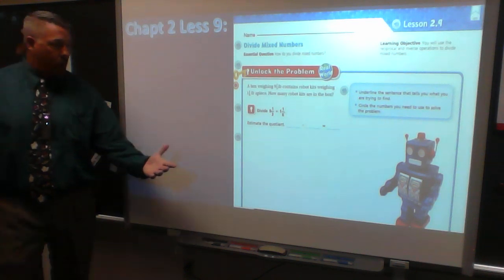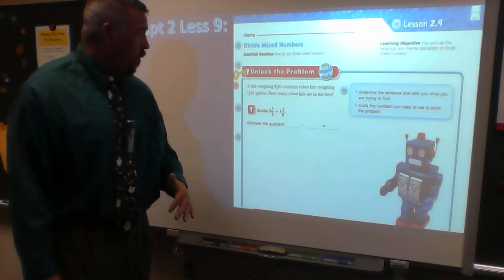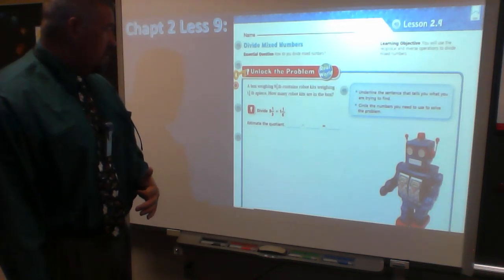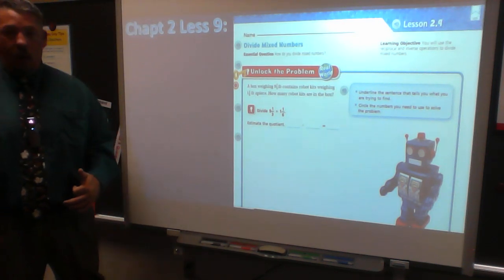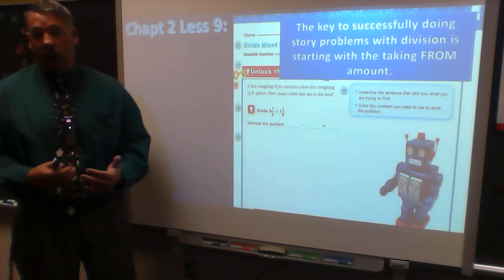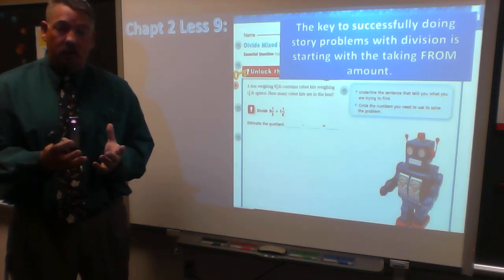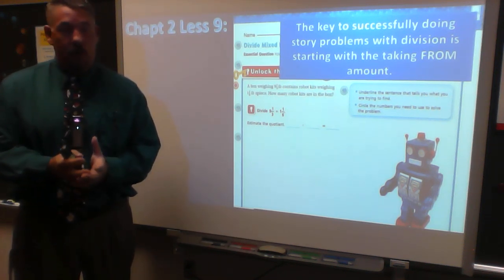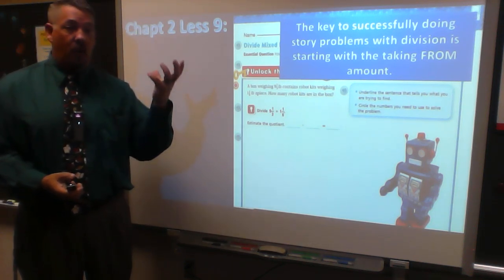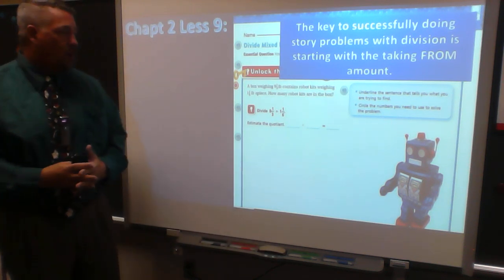We have a division problem. The focus problem here is a box weighing 2 1/3 pounds contains robot kits weighing 1 1/6 pounds apiece. How many robot kits are in the box? Now tomorrow's lesson is all story problems. The key to any story problem with division is making sure that I know what amount the things are coming from. Okay? So if I can start with knowing the amount that I have, the amount that's being used, the length that I'm dividing from, these become a lot easier.